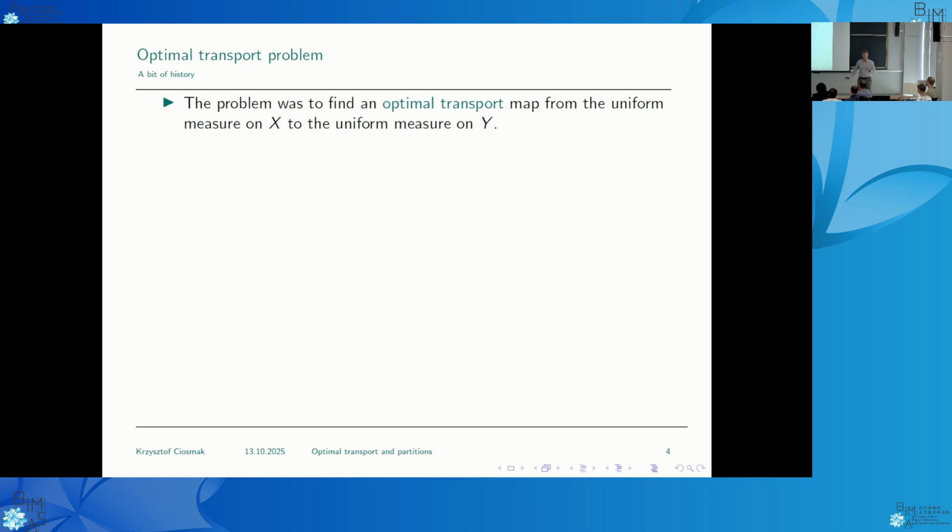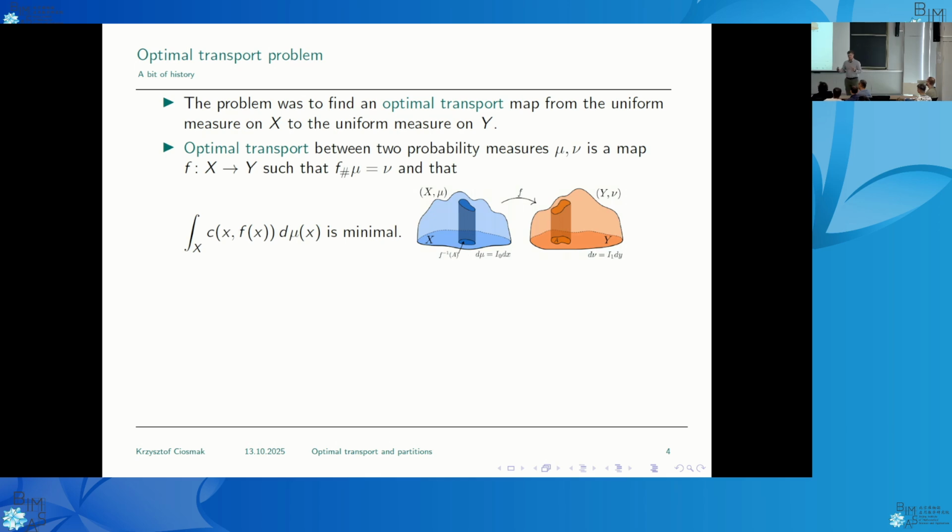So the problem that we have just seen was actually to find an optimal transport map from the set X to the set Y, with the measures on X and Y uniform. So what's the optimal transport problem? Suppose we have two probability measures, mu and nu. Mu lies on the set X and nu lies on the set Y. And we are interested in finding a map f from X to Y such that the push forward of mu with respect to f is equal to nu.